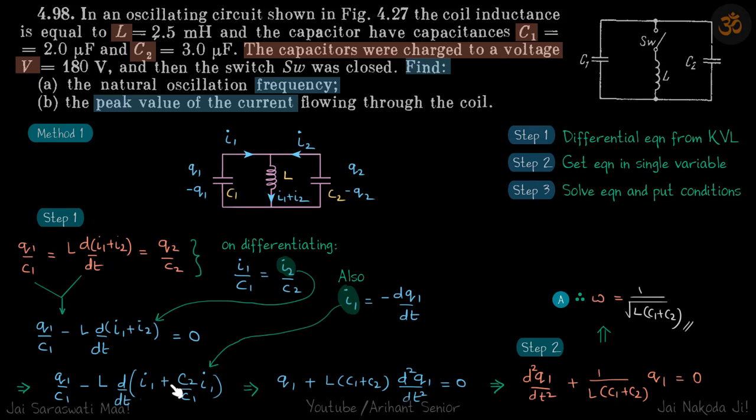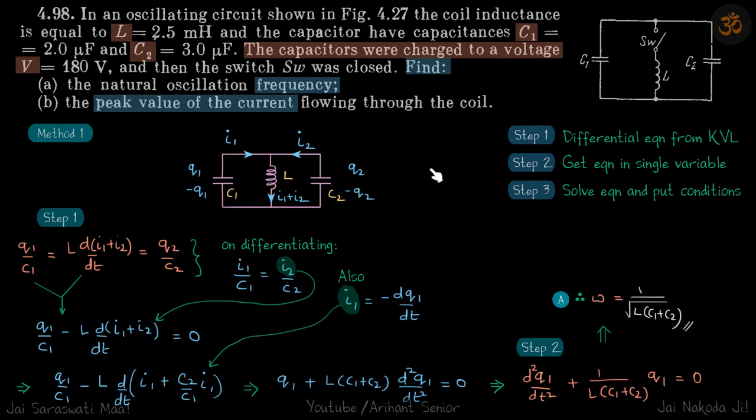So this equation will become this. So we got rid of I2, now we need to get rid of I1. So we can see here I1 is -dQ1/dt. So we put that here and we simplified this, and we have got our equation in single variable, which you can see is the equation of harmonic motion. So Q1 is varying harmonically, and the frequency of this oscillation will be 1/√(L(C1 + C2)).